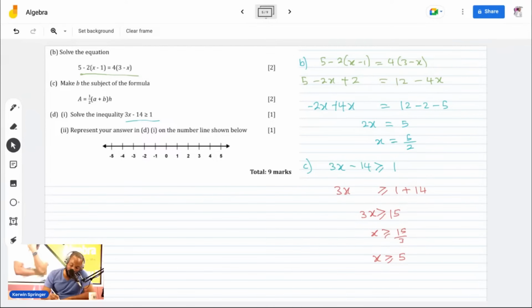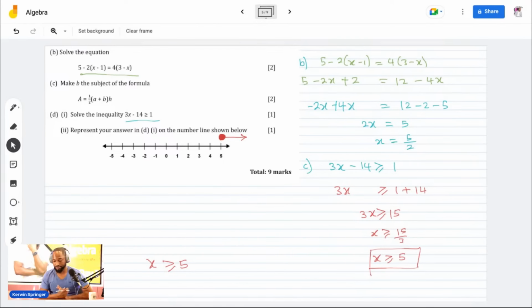Because I'm supposed to say x is greater than or equal to 5. What you're really supposed to do is draw a circle on the 5. Since if it was just x is greater than 5, you'd leave the circle like that. But since it's greater than or equal to 5, you need to shade in the circle, right? And then you need to point in the direction this way. And that's how you collect your mark. Make sure you know how to do that.